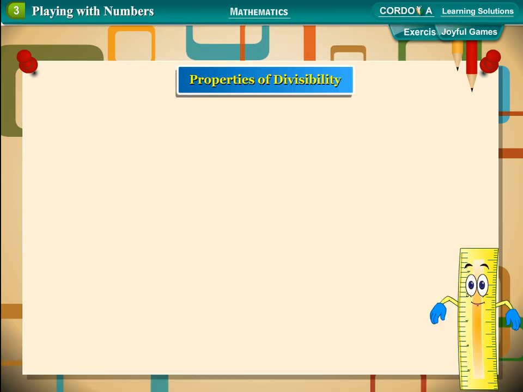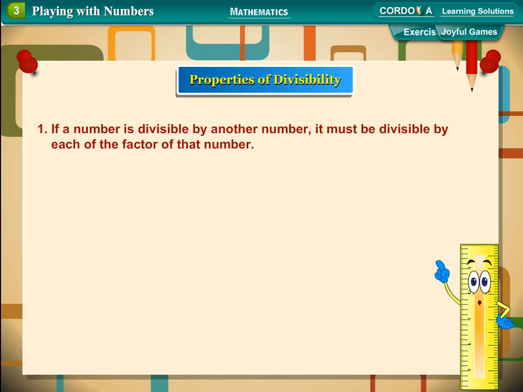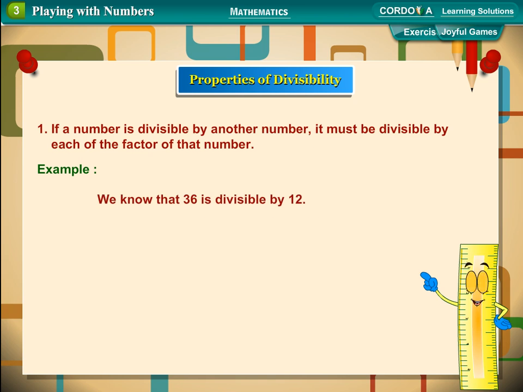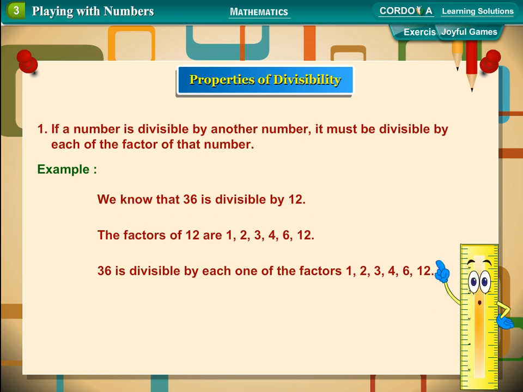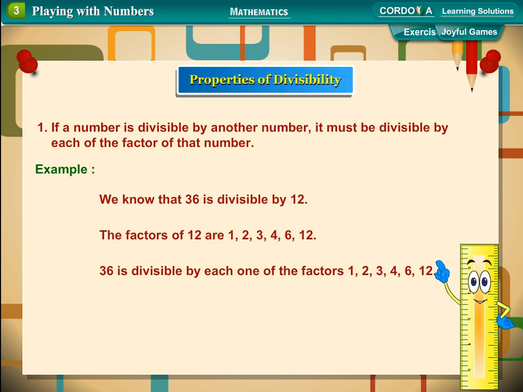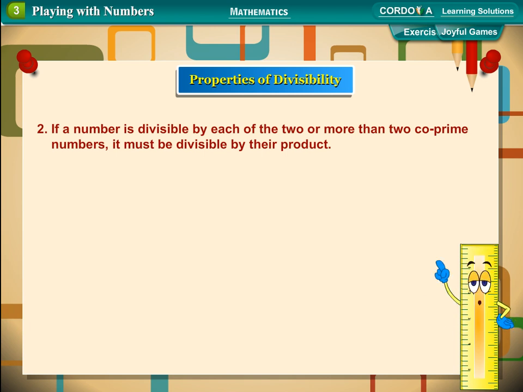Properties of divisibility. If a number is divisible by another number, it must be divisible by each of the factors of that number. Example, we know that 36 is divisible by 12. The factors of 12 are 1, 2, 3, 4, 6, 12. 36 is divisible by each one of the factors 1, 2, 3, 4, 6, 12.